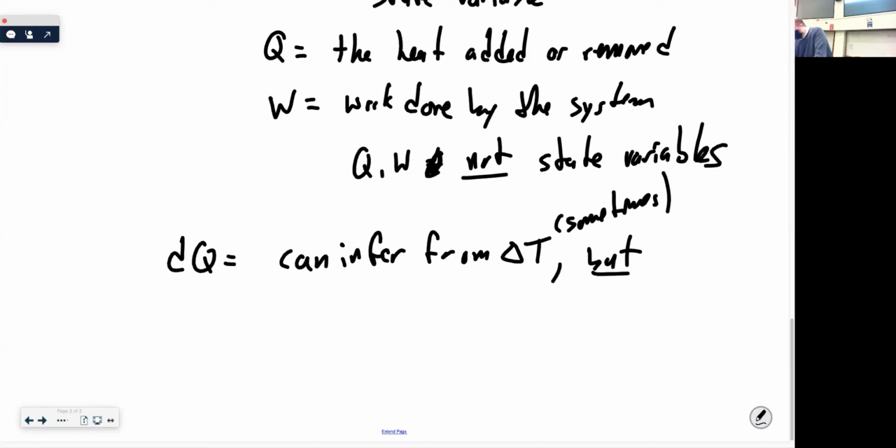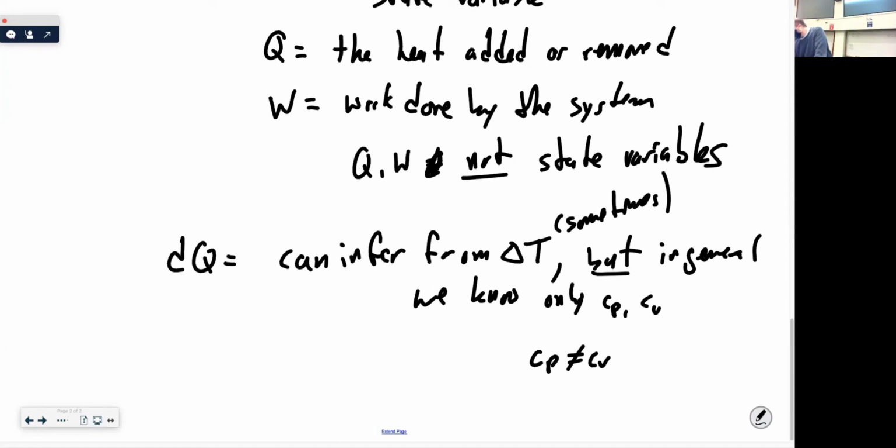In general, we know only C_P or C_V, and C_P is often not equal to C_V, and it's possible to change a temperature without holding one of those variables constant. It's possible to change both the pressure and the volume, and then what do you do? It's not obvious. It's not clear what happens then. There is no specific number you can just plug in there. What if both change?